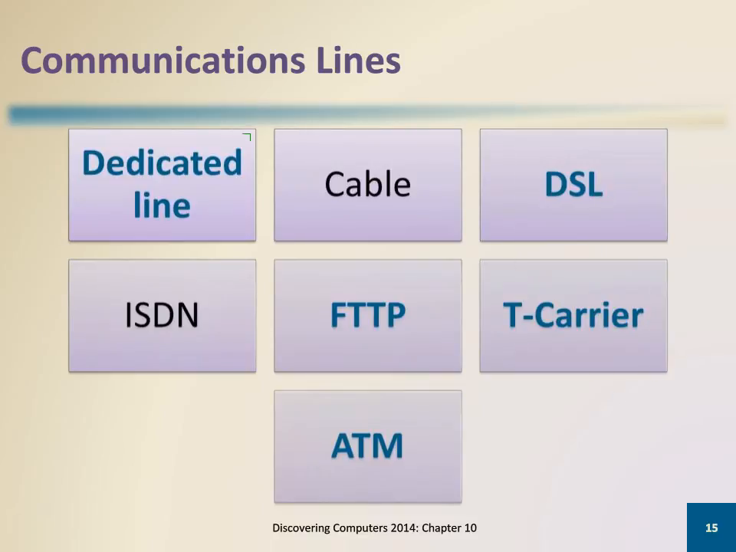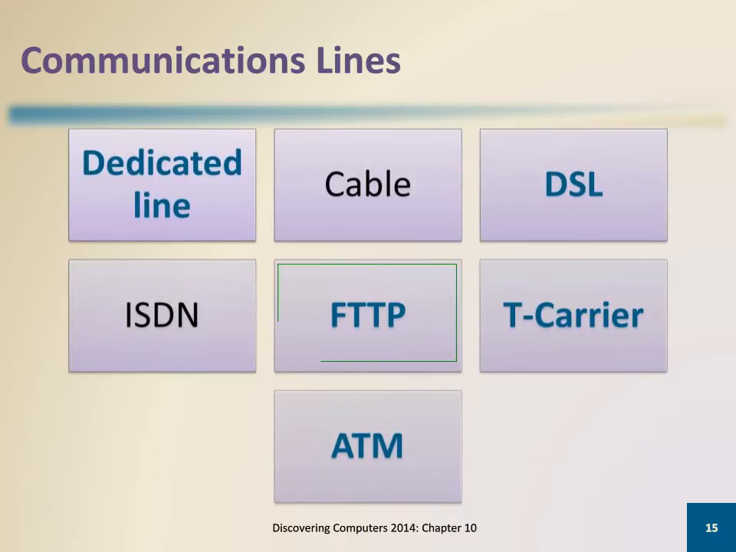A dedicated line is a type of always-on physical connection that is established between two communications devices. The cable television network provides high-speed Internet connections. Digital subscriber line transmits on existing standard copper phone wiring. Integrated Services Digital Network is a set of standards for digital transmission of data over standard copper phone lines.